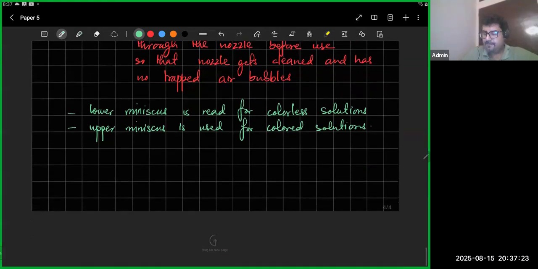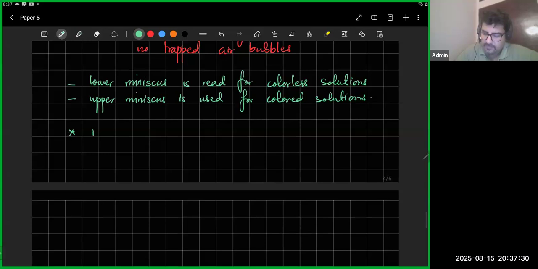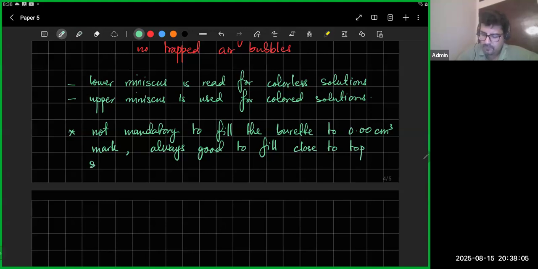I say it's not important, I say two or three things. Although it's not mandatory to fill the burette up till the 0 cm cube mark, it's always good to fill it till the top so that you don't run out of solution.